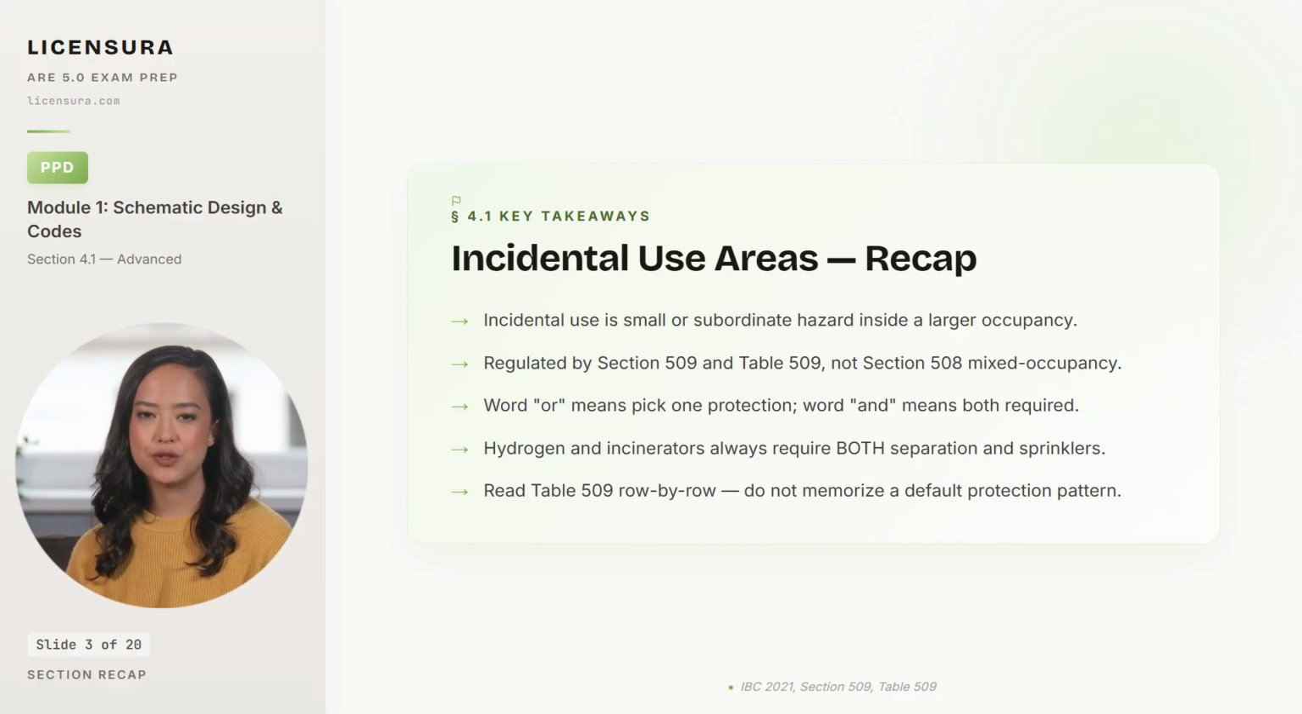Fourth, hydrogen fuel gas rooms and incinerator rooms always sit in the AND category. Both separation and sprinklers are required, no exceptions. And fifth, never memorize a default protection pattern across all incidental uses. Read Table 509 row by row for every project, because the wording shifts and the wrong default fails the inspection.